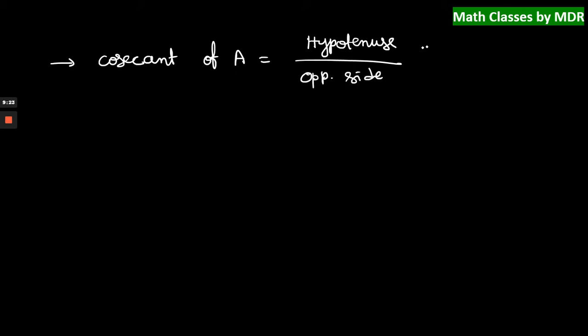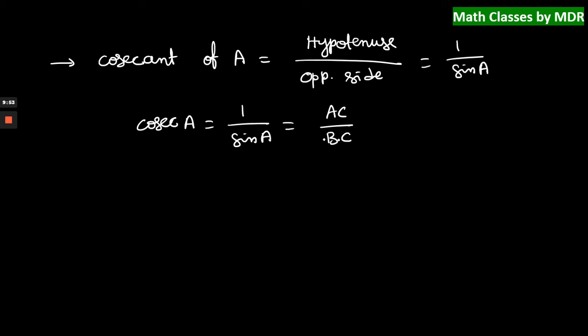So what is the hypotenuse by opposite side? Isn't it 1 by sin A? Because sin A is opposite side by hypotenuse. So cosecant A we have defined as hypotenuse by opposite side, so it will be the reciprocal of sin A. So we write cosecant A is equal to 1 by sin A, and is equal to, what is the hypotenuse? AC is the hypotenuse and opposite side is BC. This is the cosecant A.